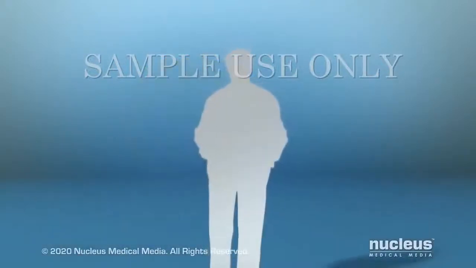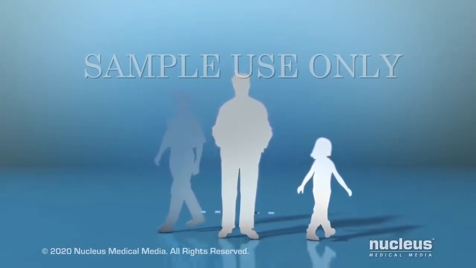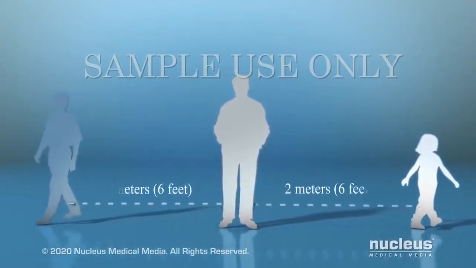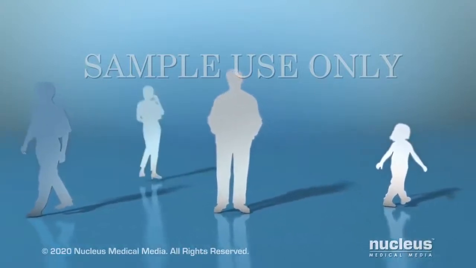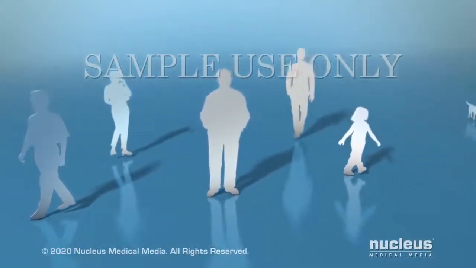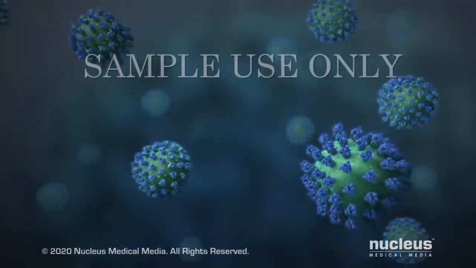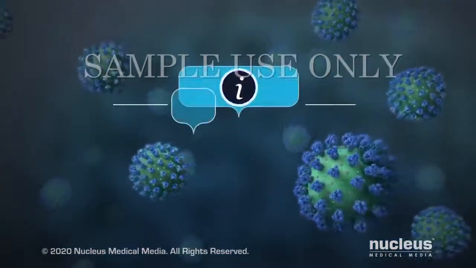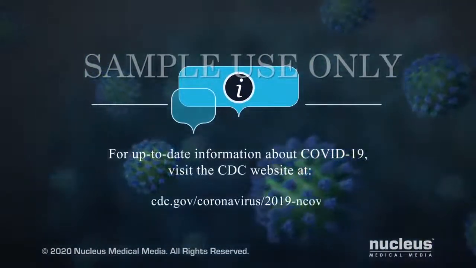Even if you aren't in a high-risk group, it's important to practice social distancing, which means keeping at least 2 meters or 6 feet between you and other people. This helps prevent infections and serious illness in others as well as yourself. For up-to-date information about COVID-19 and other ways to prevent its spread, visit the CDC website at cdc.gov.